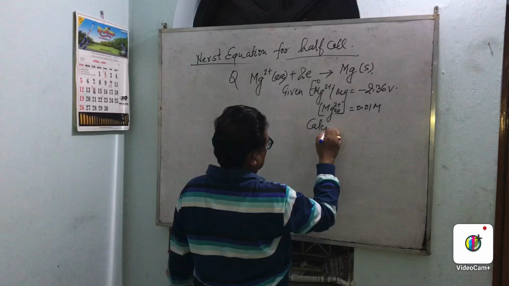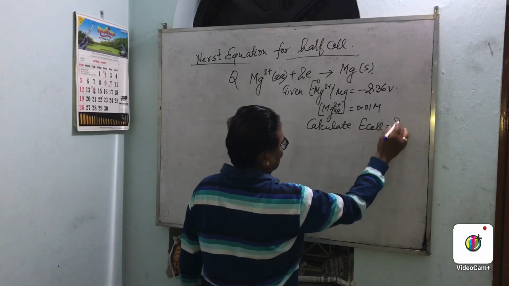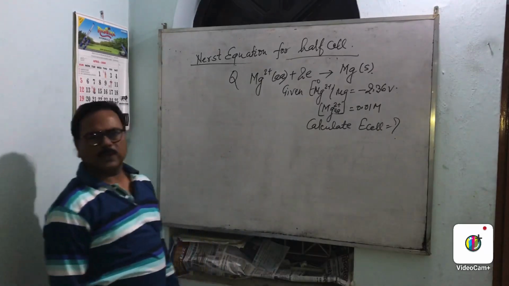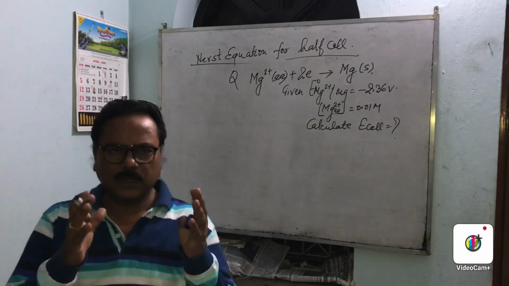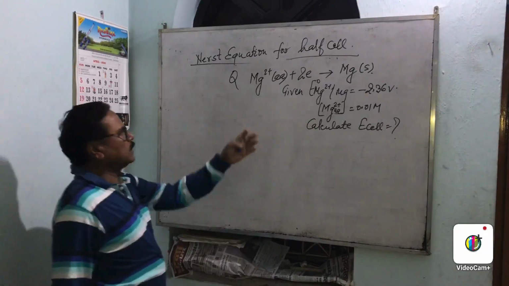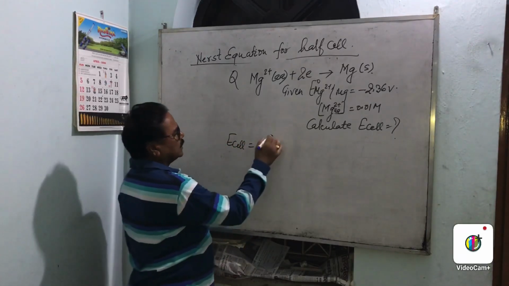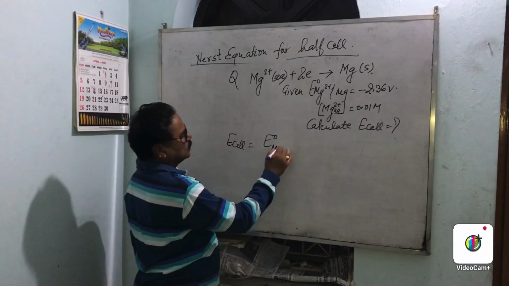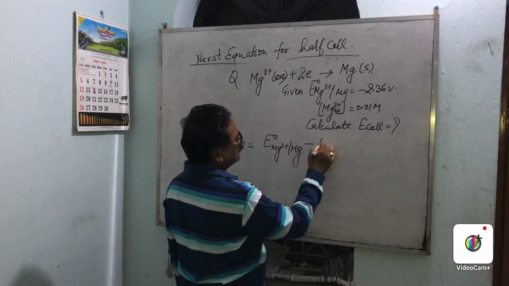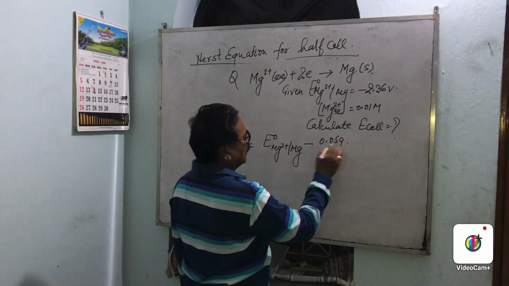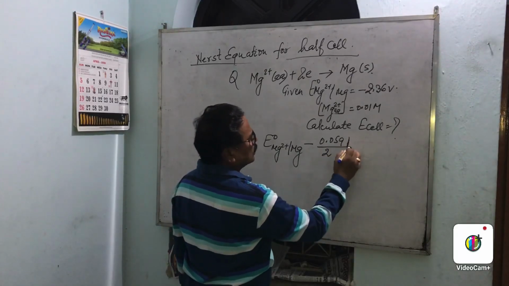Calculate E cell, meaning half cell. We have to calculate. How do we calculate? This is the Nernst equation, always written in the reduced form. So this is the reduced form. Now what is the equation? E cell is written as E0 Mg2+ over Mg, and this we directly write here, minus 0.059 by n, where n is equal to 2, and log of the product.